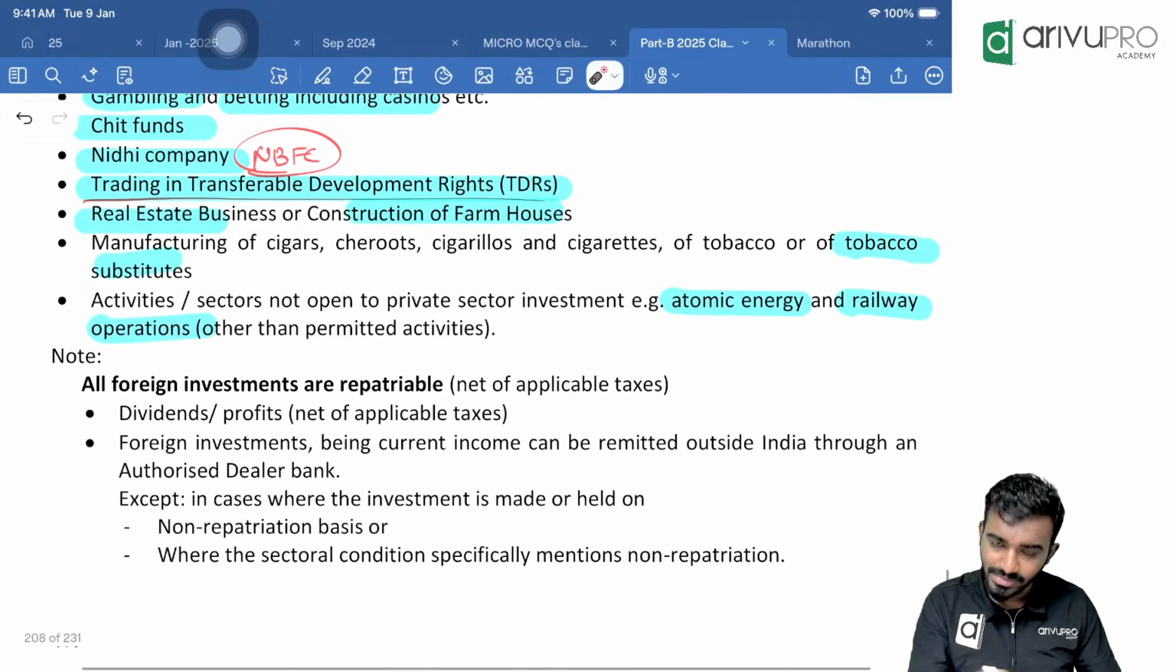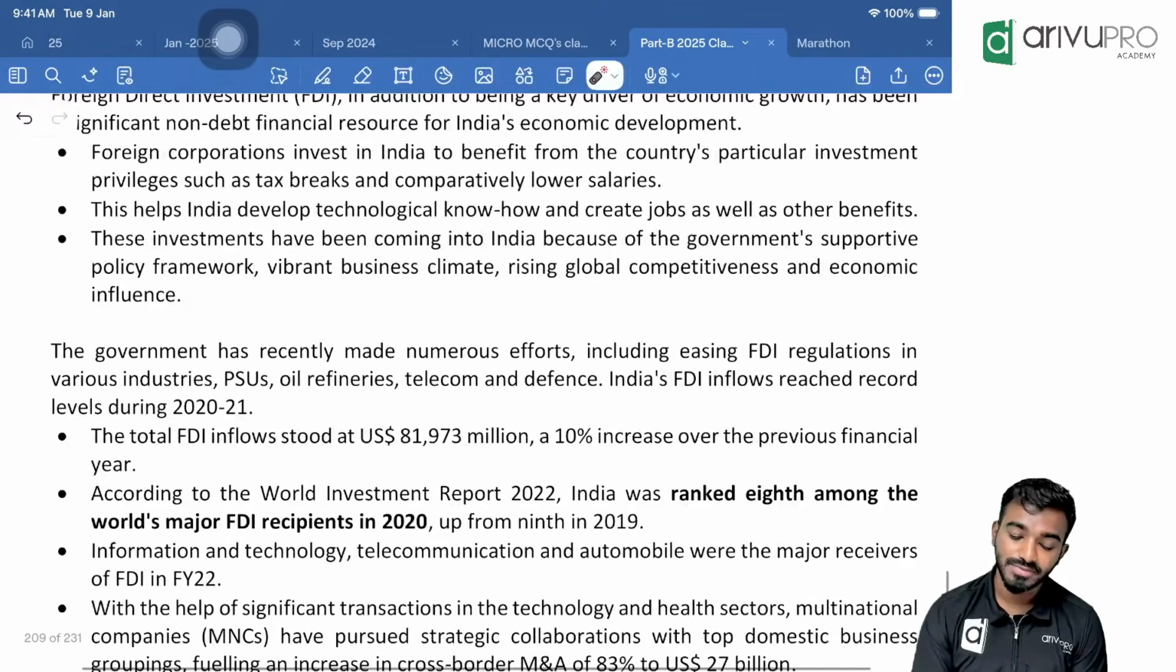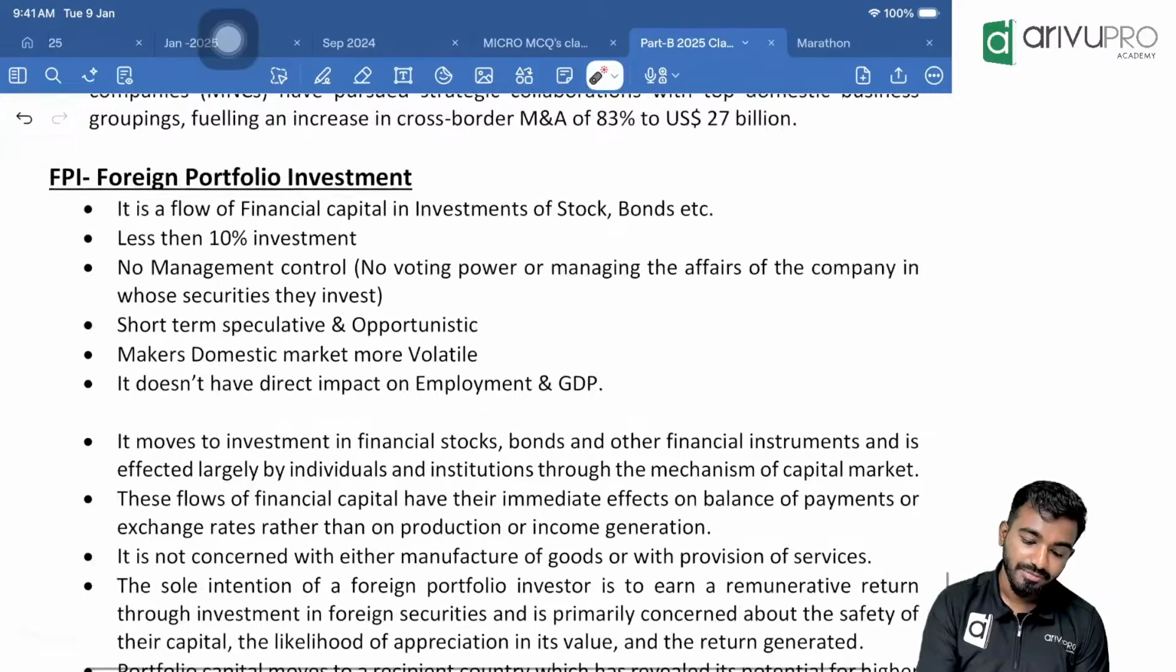Clear? The remaining things are just read-only topics here, like how much foreign direct investment we have received. India ranked 8th among the major FDI recipients in 2020. Just a read-only topic. Next comes FPI.